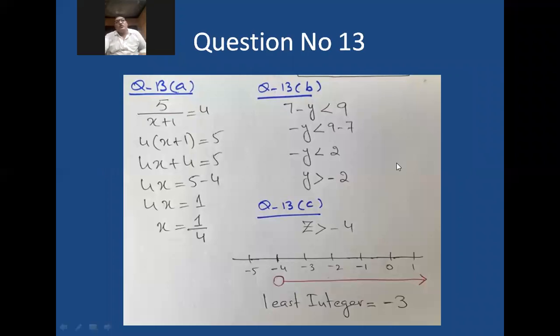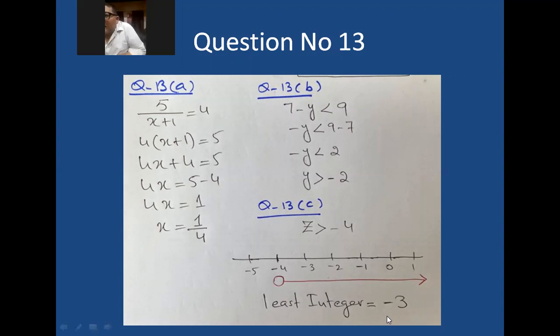Okay. So question number 13 A part: 5 by x plus 1 is equal to 4. Cross multiplying, you will have 4 into x plus 1 equals 5. And that will give you 4x plus 4 equals 5. So 4x will be equal to 5 minus 4. 4x will be equal to 1. So x will be equal to 1 divided by 4. So this is how you will solve question number 13, A part.